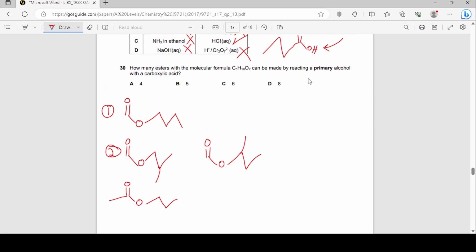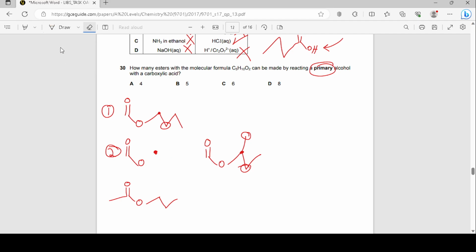But they said by reacting a primary alcohol, right? So right here, this was a primary alcohol because the O, originally OH, of the alcohol is attached to one carbon atom, which is directly attached to only one other carbon atom. And over here in the second one, this O is attached to one carbon atom, which is directly attached to one other carbon atom, so it's also a primary alcohol. But this one here, the O is attached to one carbon atom, which is directly attached to two carbon atoms. So what does that mean?